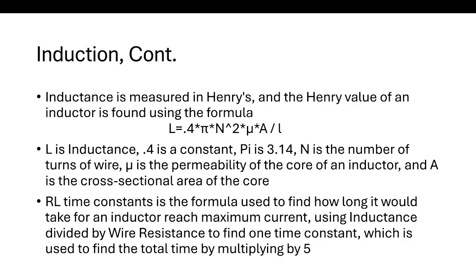So, RL time constants is the formula used to figure out how long it would take for an inductor to reach maximum current using inductance divided by wire resistance to find one time constant, which is used to find the total time by multiplying by 5.